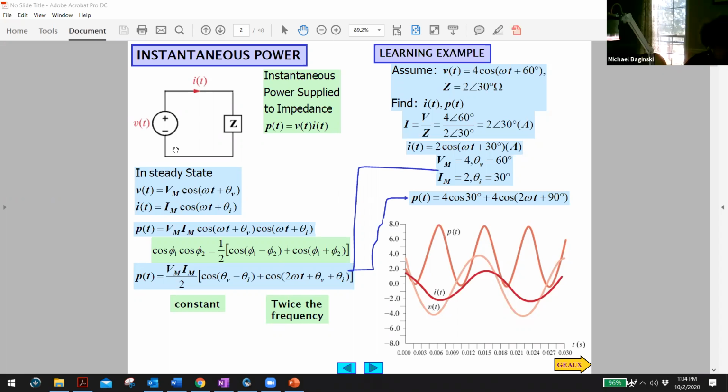Now, here's the deal. If you have a voltage and a current into anything, that Z can represent a light bulb, it can represent a factory, it doesn't matter what it is. But there's a known voltage and current. Then the instantaneous power, and I'm assuming you can see my hand here on this cursor business.